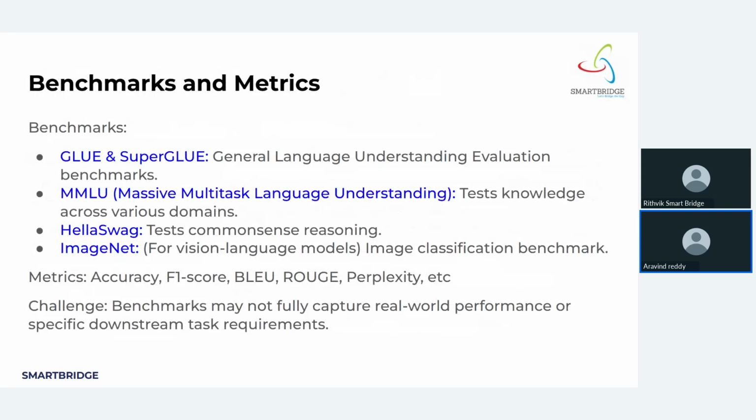So what are the benchmarks and metrics? We are going to use some benchmarks to evaluate our model. That is, the General Language Understanding Evaluation benchmark and Massive Multitask Language Understanding. It is going to test across various domains, including commonsense reasoning, ImageNet, HealthStream. We are going to use this type of benchmark to get accurate results. For metrics, we go through the F1 score, accuracy, BLEU, and ROUGE. We are going to use different methodologies to judge whether the model is working or not. Based on that, we give the response.